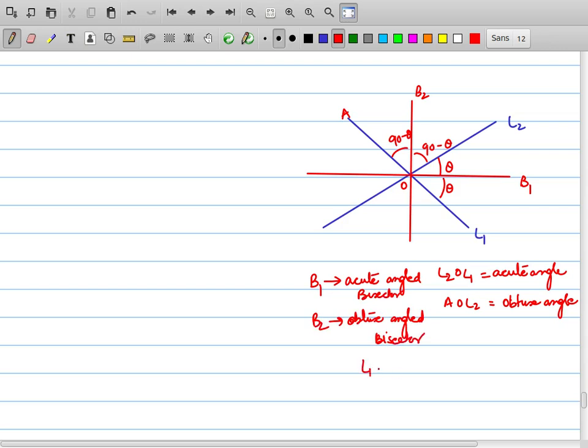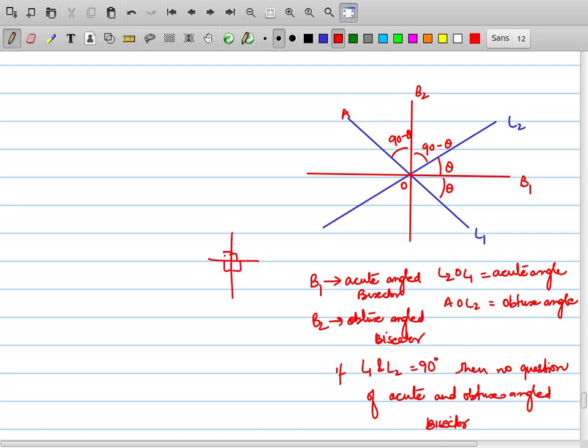Now if the angle between L1 and L2 is 90 degree, then there is no question of acute and obtuse angle, because all the angles would be 90 degree. Therefore in that case, no question of acute and obtuse angled bisector. Because if the lines are perpendicular to each other, then all the angles are 90 degree. There will be no acute angle, no obtuse angle. Otherwise you will have one of the angles as acute, the other would be obtuse, and therefore you will have two types of bisectors, acute angled bisector and obtuse angled bisector.